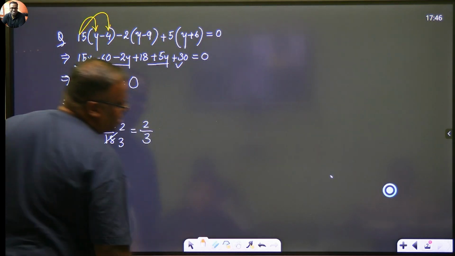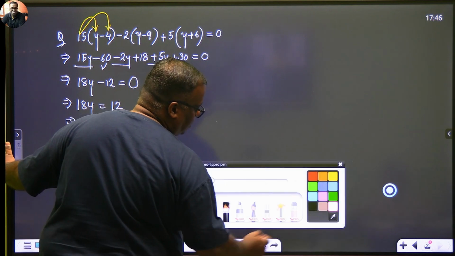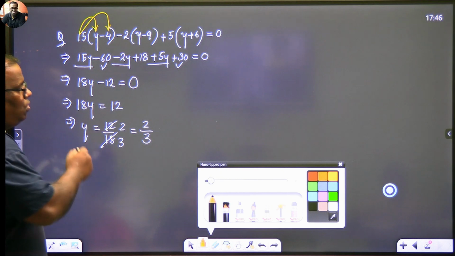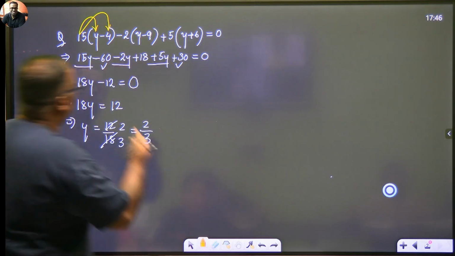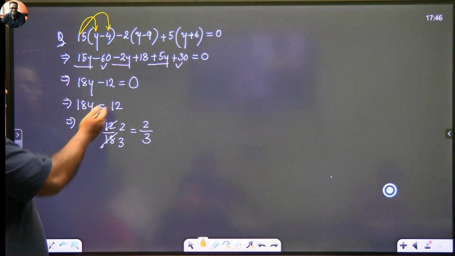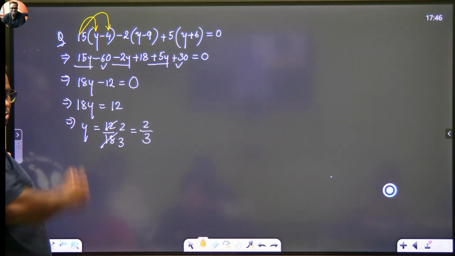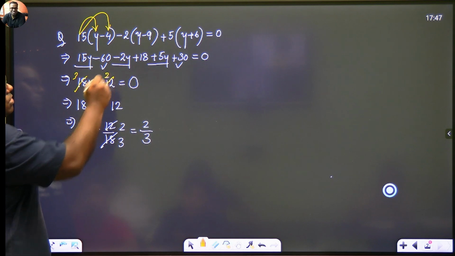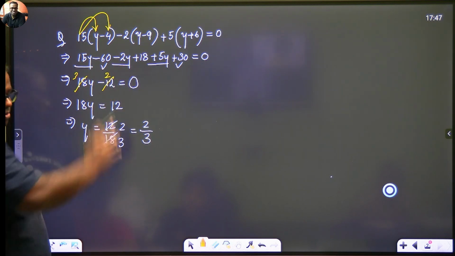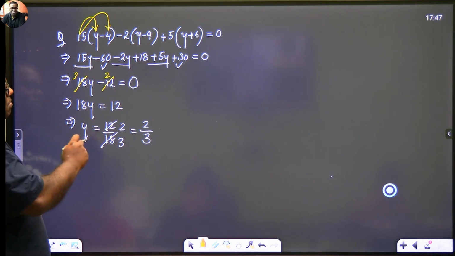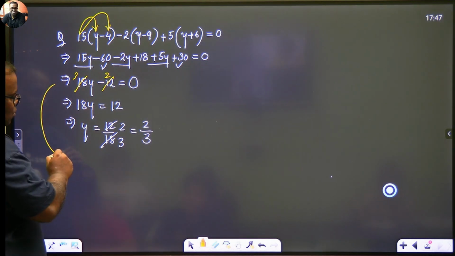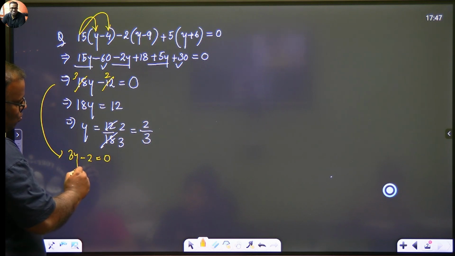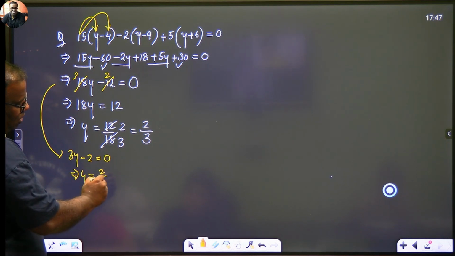In higher classes, we will not be doing it so elaborately. We'll use 18 minus 12. How much can you take out from both? If you take a 6, you can take out 6 from both. 6 times 3 is 18. 6 times 2 is 12. And here no issues, it's 0 only. So your problem becomes 3y minus 2 is equal to 0. So y is equal to 2 upon 3.